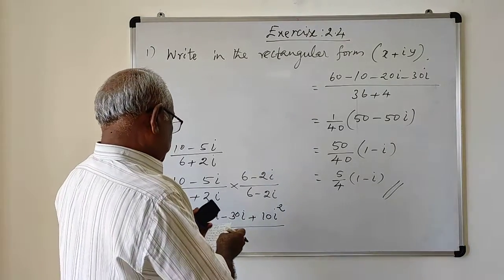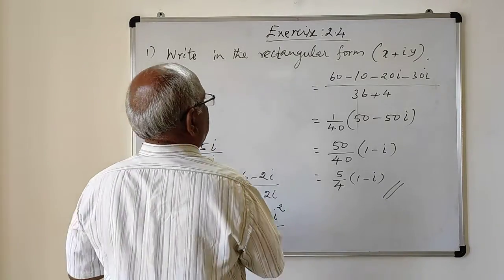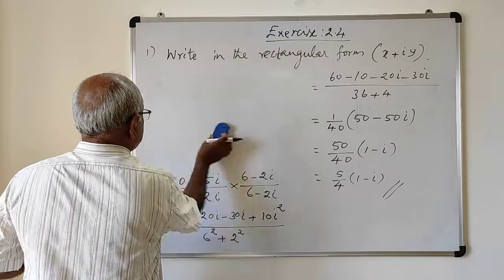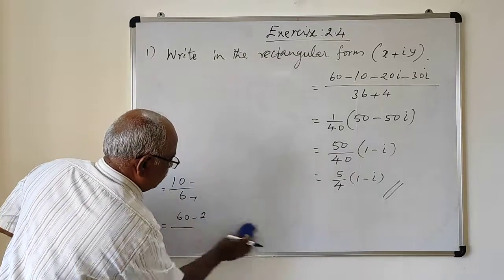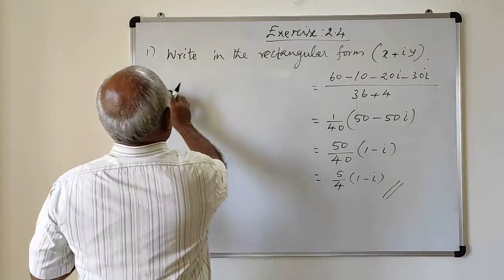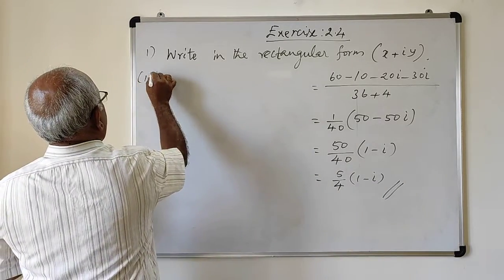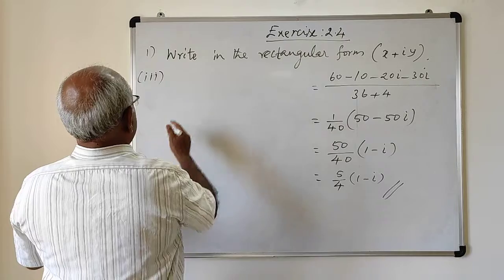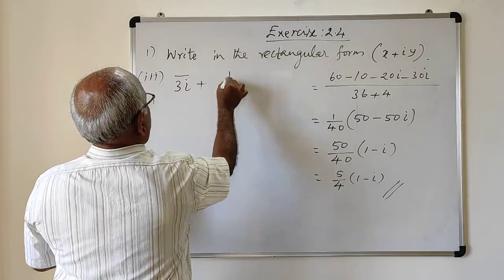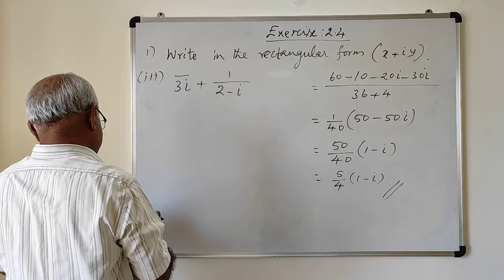One more sum. The third sum is there. This is a simple problem, and I hope you understand. The third one is the conjugate of 3i, plus 1 by 2 minus i.